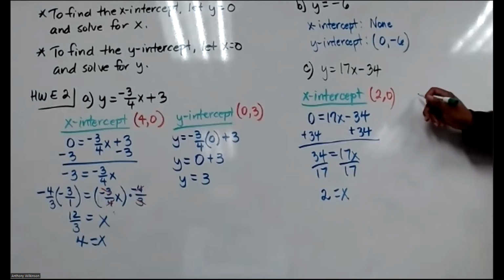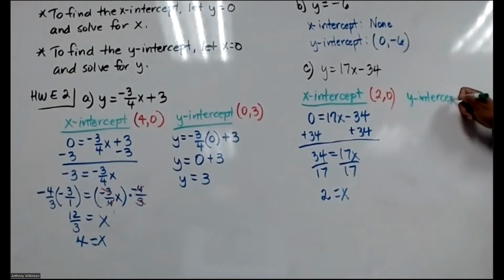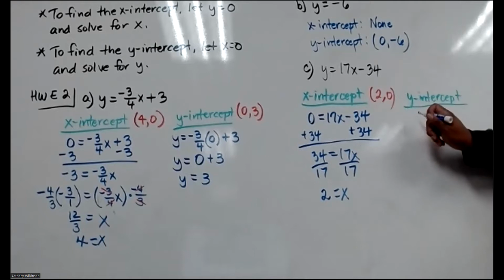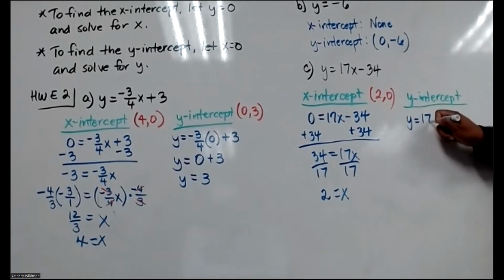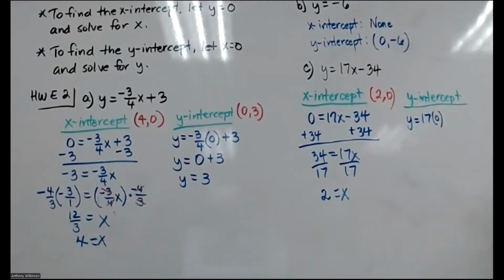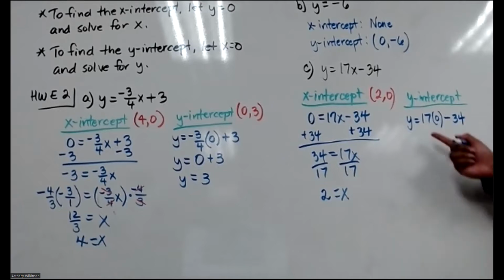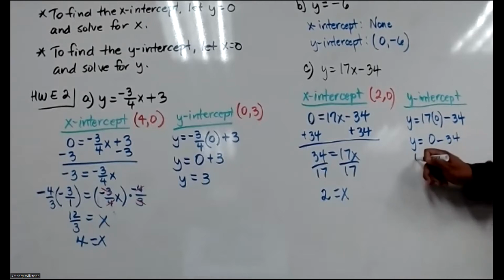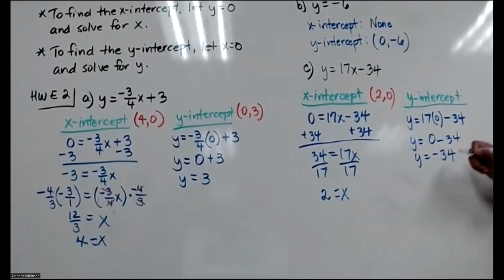Now for the y-intercept. To find the y-intercept, we let x equal 0 and solve for y. So we take this equation, y equals, and substitute 0 in for x. So it'll be y equals 17 times 0 minus 34. And here, 17 times 0 is 0, so y will have to be equal to negative 34.